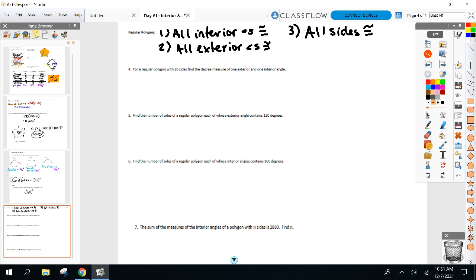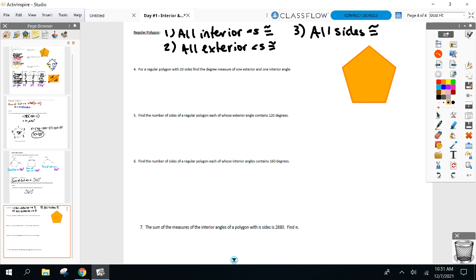You don't have to write this on your paper. I just want to give you this visual. Let's say this pentagon is regular. Good? There you go. Regular pentagon.